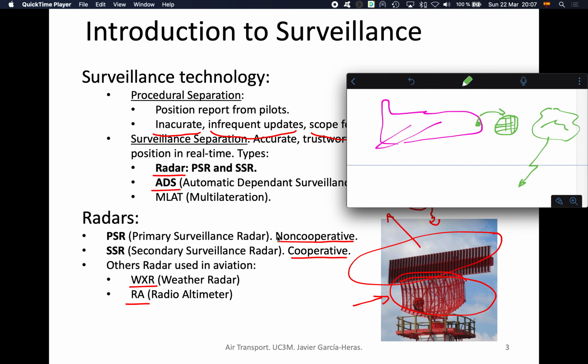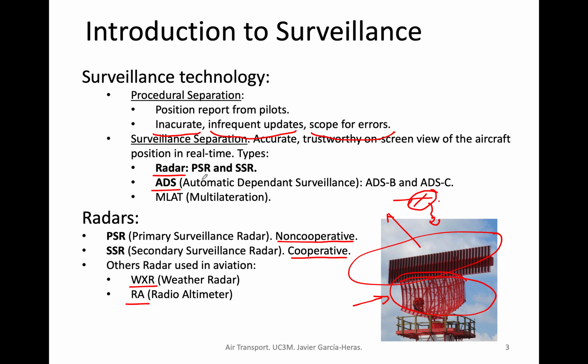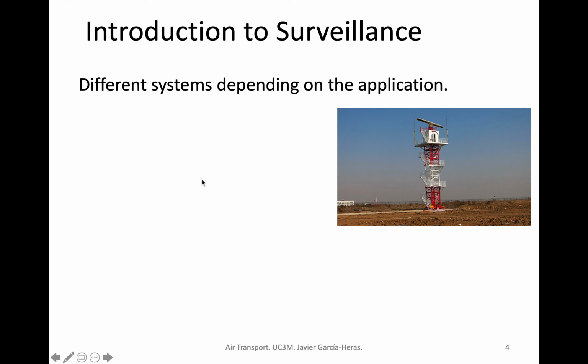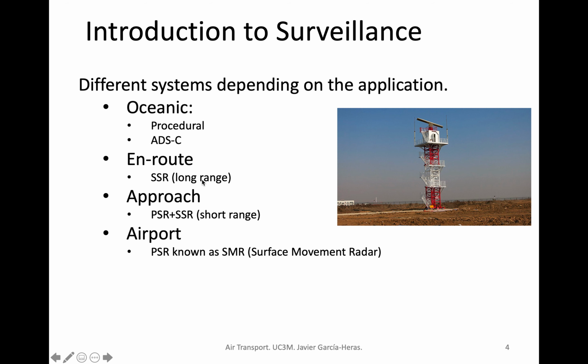And also the radio altimeter. The radio altimeter system is over here. Why? Because the signal is propagated down in order to identify the altitude above the terrain. Understood? I think we can keep going. Okay, so different applications. Depending on the needs, we are using one surveillance system or another.